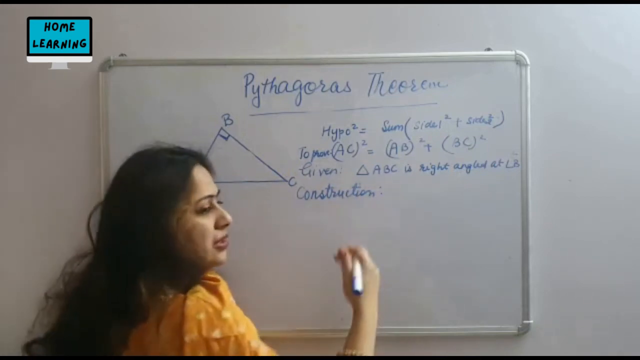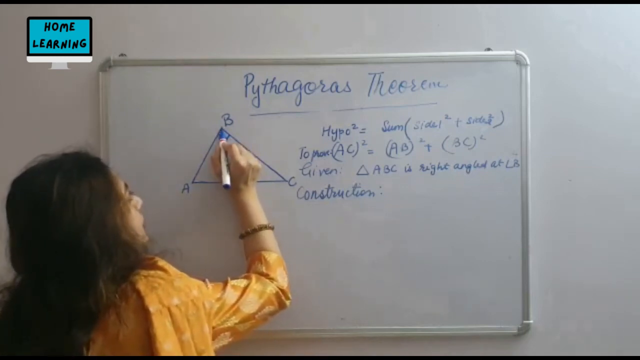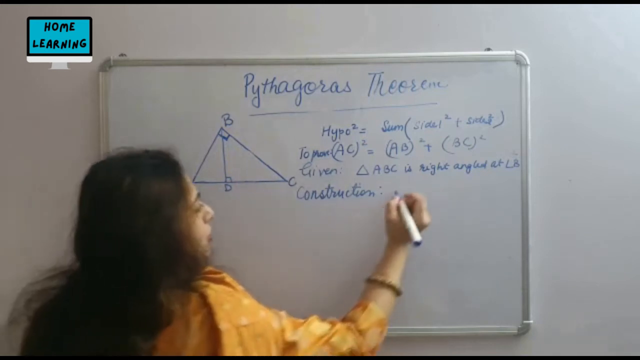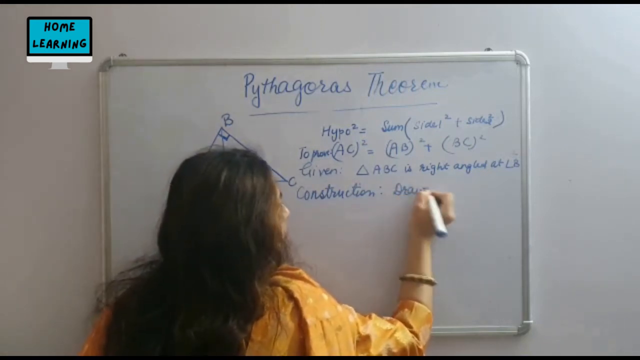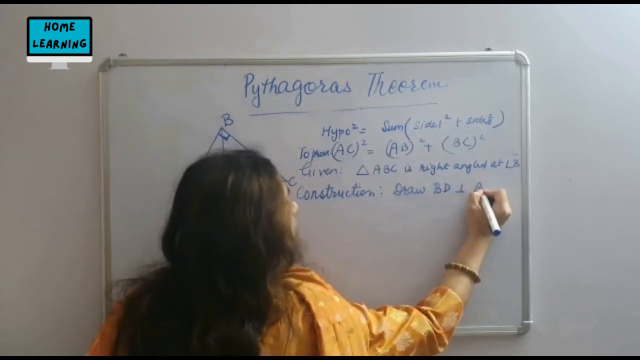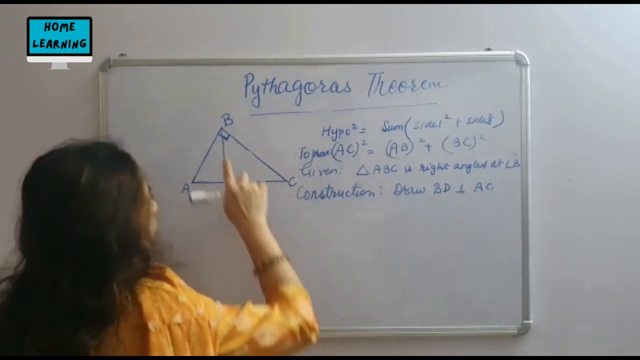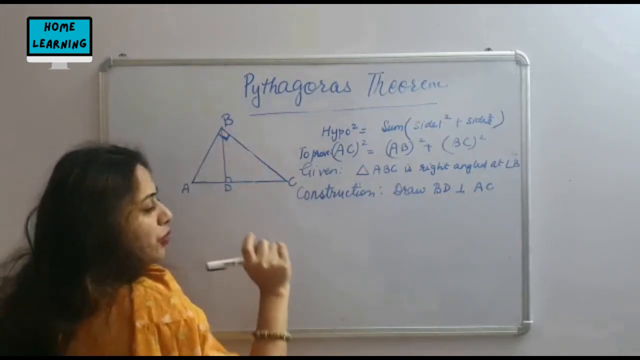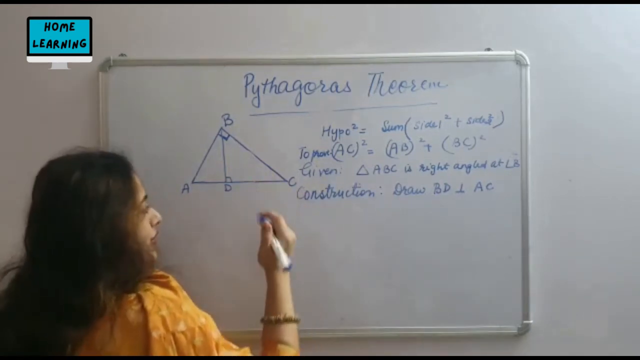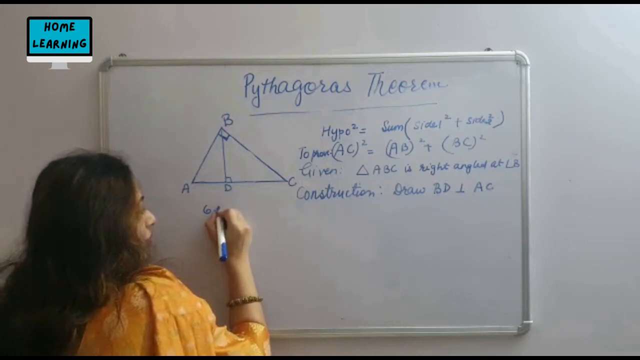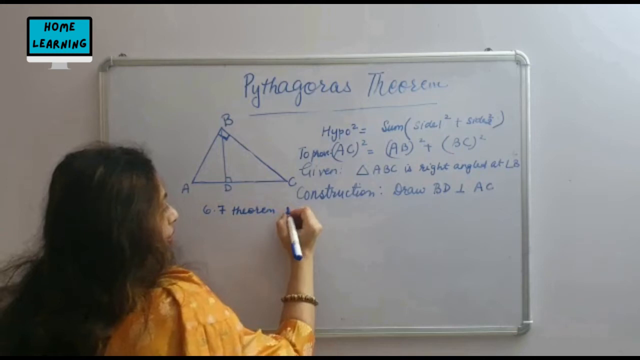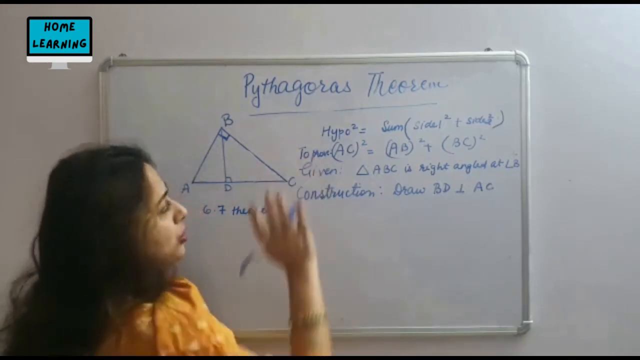This is one step towards the proof. Construction will be: draw BD perpendicular to AC. You have to draw a perpendicular to the hypotenuse which divides the hypotenuse in two parts. Why have we done this? Because we have to use theorem 6.7 as the base to prove Pythagoras theorem.